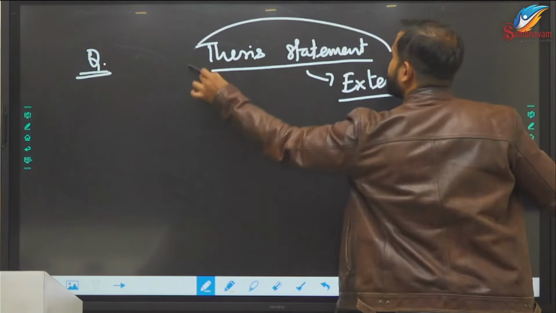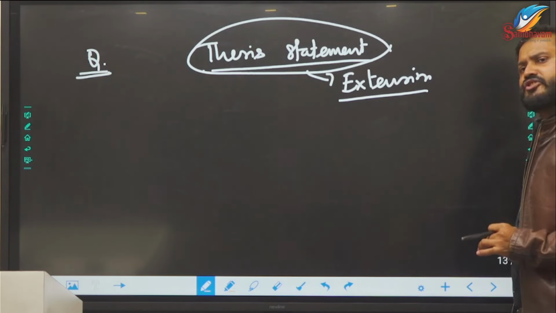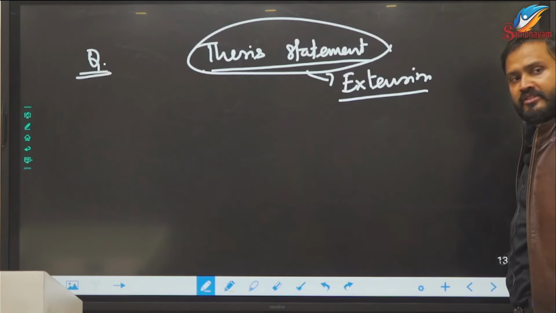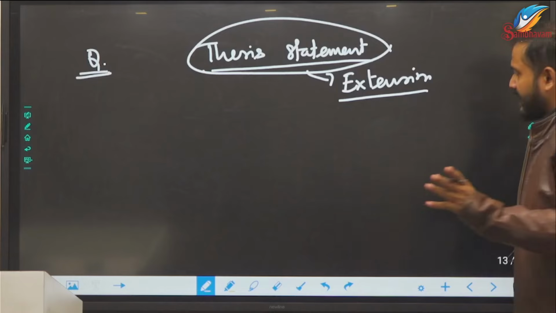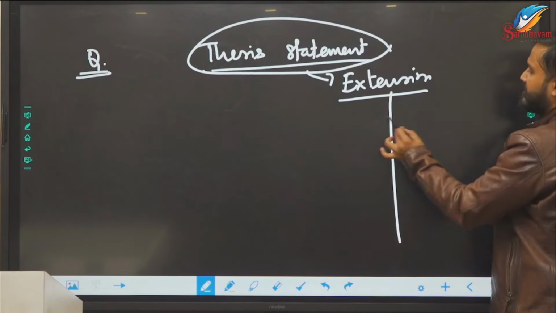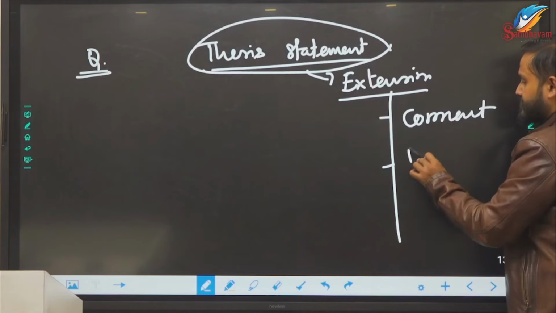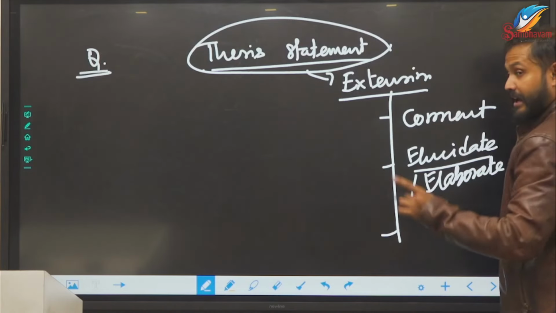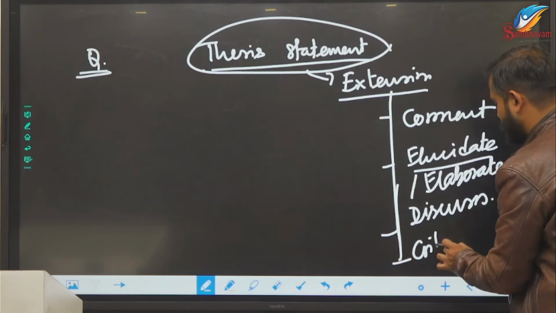Thesis statement, a general statement, may or may not contain the general truth. It can be subject to interpretation, can be subject to agreement, it can be subject to counter argument, etc. And the extension, generally speaking, can be comment, elucidate, elaborate, discuss, or a critical examination.